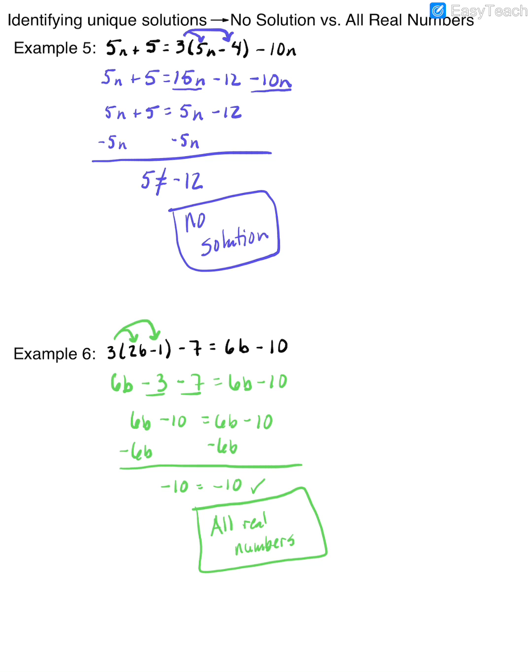Okay, so that's what you're looking for with those two. When it's no solution, you get a statement at the end where the numbers aren't the same. For all real solutions, you got a statement at the end where both numbers were the exact same number. And that's what you need to look for, learning target 4.